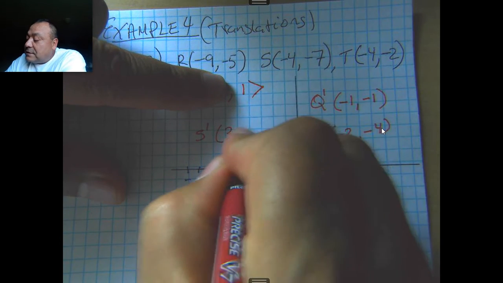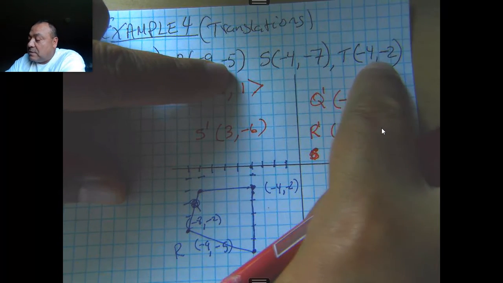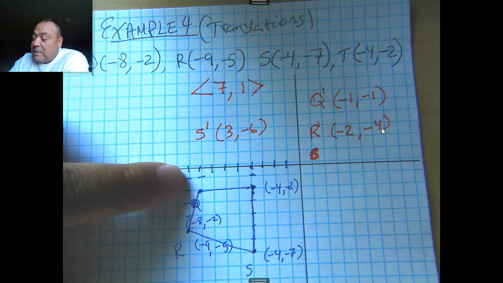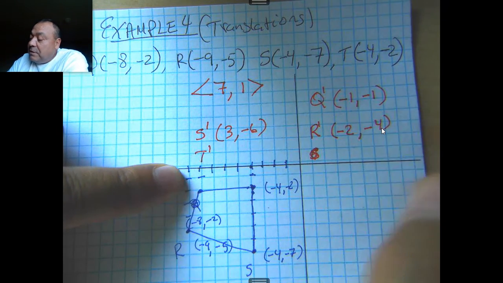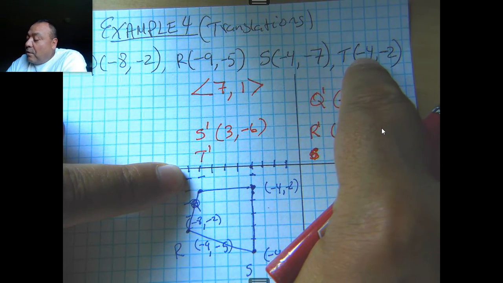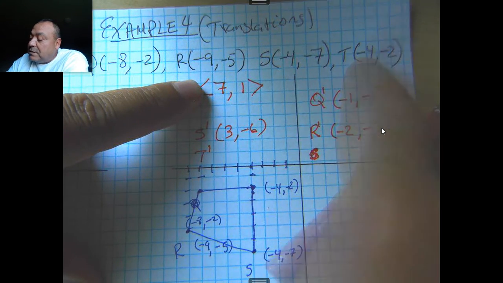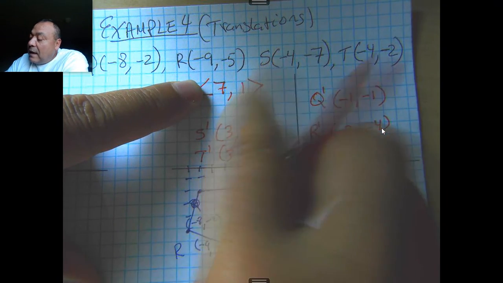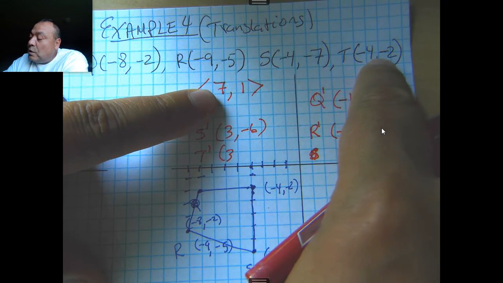Oh, I need just one more. That's the last one right there. Can you see it? Okay, so my T prime. I'm going to go -4 plus 7. That would be +3. And 2 plus 1 will be just -1.